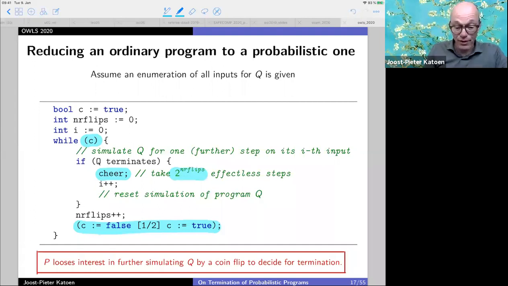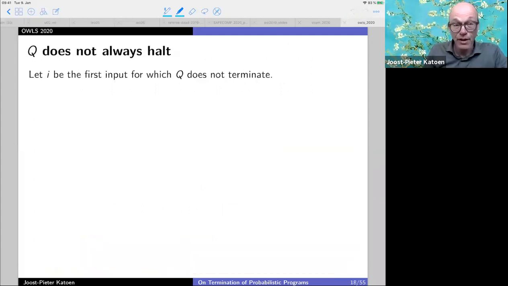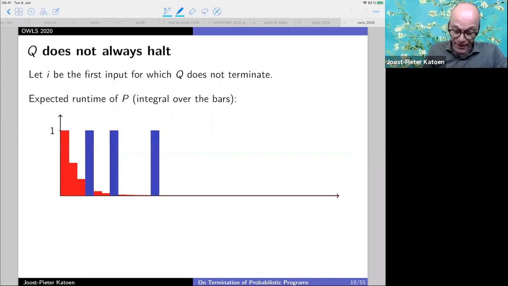In order to show that, we have to consider two cases. The first case, Q does not always halt. The second case will be Q does always halt. So let I be the first input for which Q does not terminate. So how is my program running? Now, remember my red bars, which say something about the runtime of my program. And basically the blue bars are the tiering.